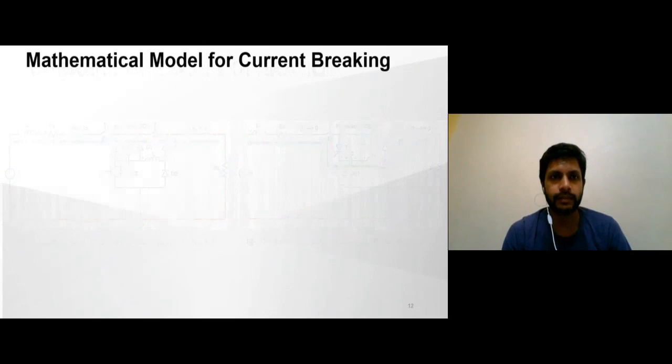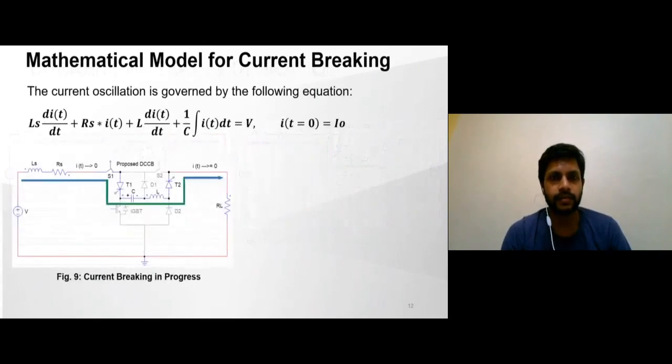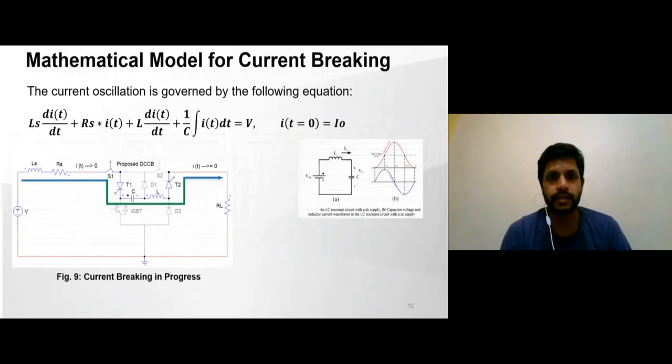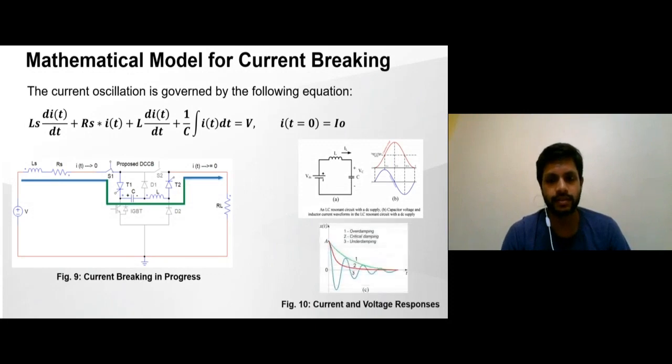If we take a look at the mathematical modeling of this current breaking approach, the current response is governed by this equation. If we take the closed loop and use Kirchhoff's voltage law, we get the characteristic equation, and the solution of this equation could be a pure sinusoidal oscillation if there is no resistance in this network. But as we can see, there is some resistance here, the source resistance as well as the load resistance. So instead of a pure sinusoidal oscillation, it will be a damped oscillation. And from this damped oscillation, we can see natural current zero points are created.